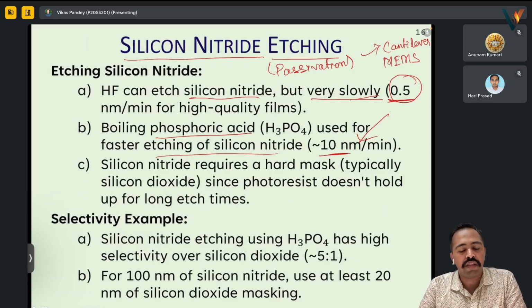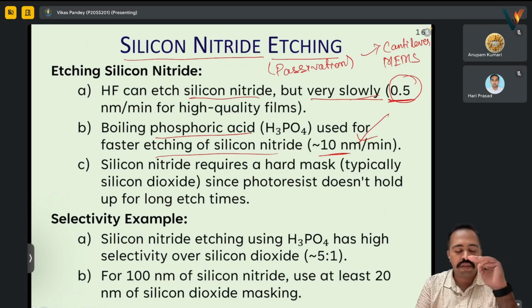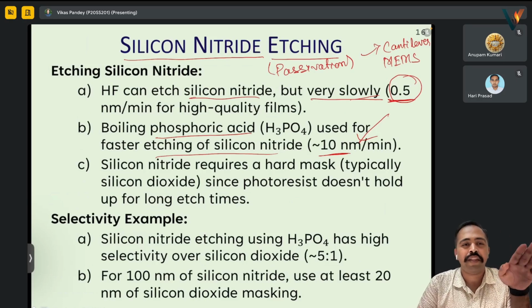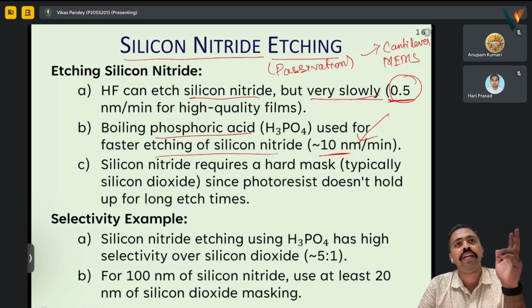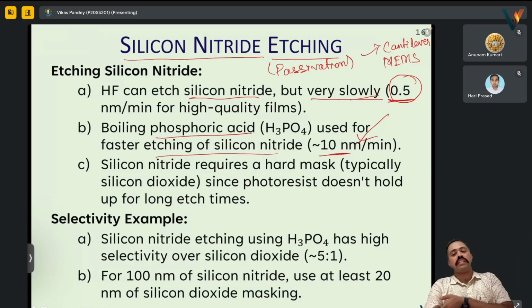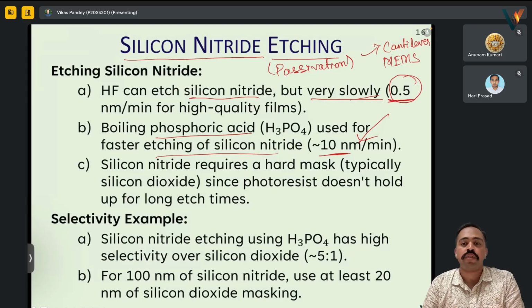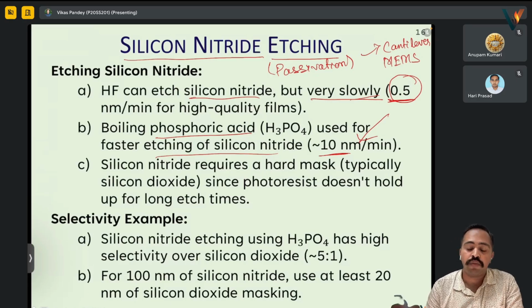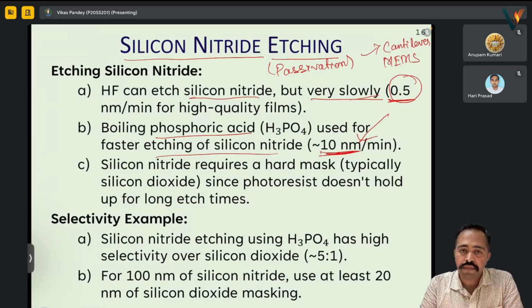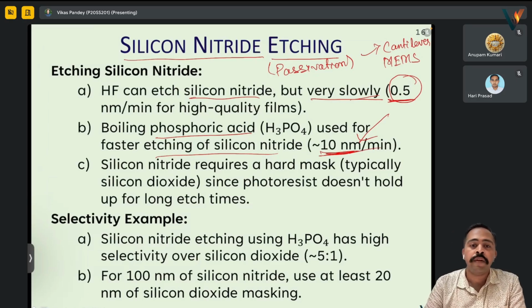If you have deposited, say, 200 nanometers, to remove that structure you will need 400 minutes, which is around six hours, more than six, I think. Yeah, 6.5 or 7 hours. Now, if you are going for 10 nanometer per minute, it will take only 20 minutes. So that is the difference.